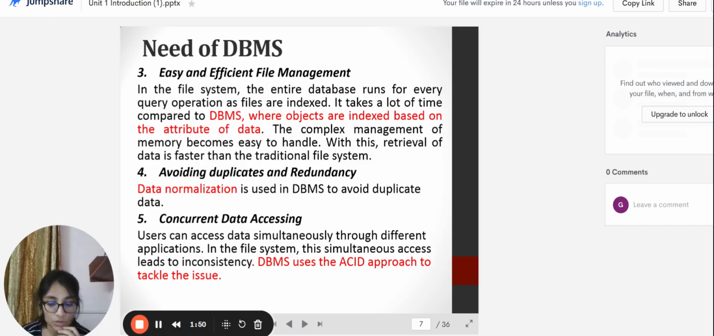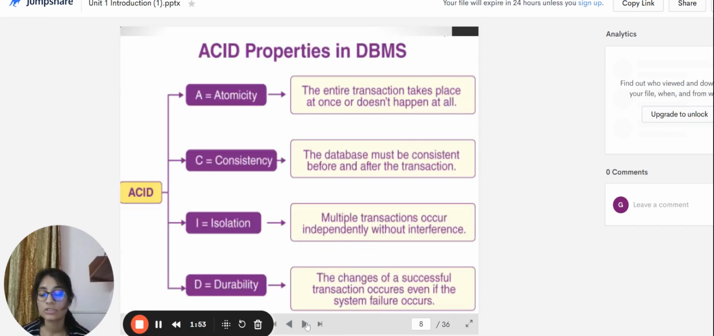So let's learn what the ACID approach actually is. ACID stands for atomicity, consistency, isolation, and durability. Let's see all of these points one by one. Atomicity stands for the entire transaction takes place at once or doesn't happen at all. Second is consistency. The database must be consistent before and after the transaction. Third is isolation. Multiple transactions occur independently without interference. Fourth is durability. The changes of a successful transaction persist even if a system failure occurs.